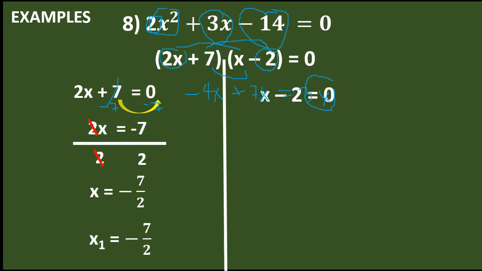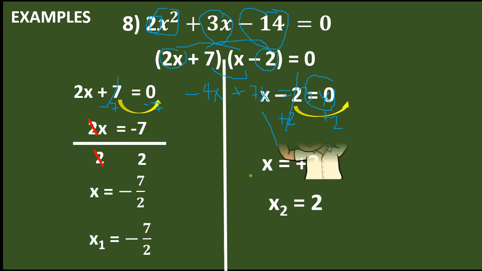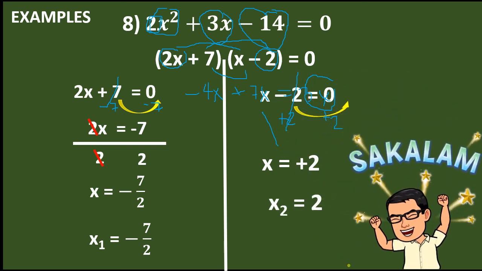We have x minus 2 equals 0. Using the additive inverse, we have to move negative 2 to the right side of the equation. So negative 2 will become positive 2 because that is the additive inverse. And we are going to add positive 2 to both sides of the equation. So we can cancel this, bring down x, and 0 plus 2 is positive 2, and our x of 2 is 2. So the solutions are negative 7 over 2 and positive 2.